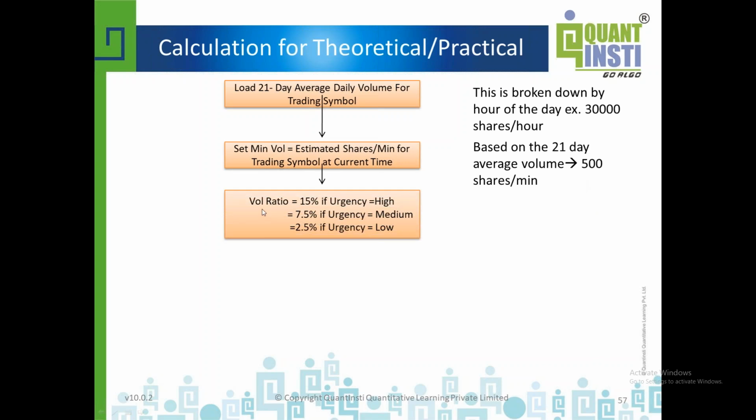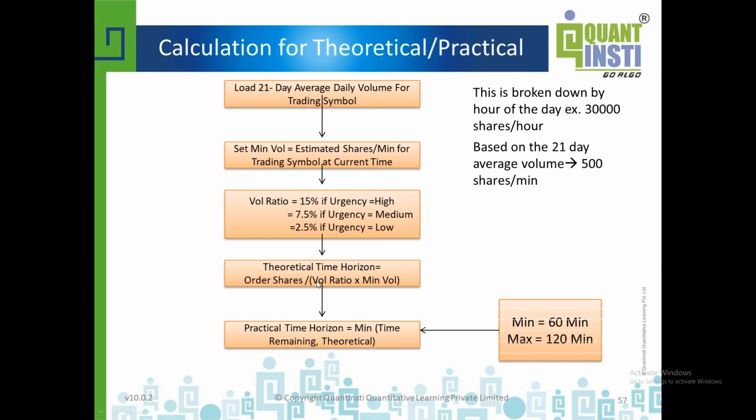And then you calculate the volume ratio. These are rough numbers that you can use: if it is very urgent, you can set your volume ratio at 15%. If the urgency is low, you can set it at 2.5% and whatnot. Once you have this minute volume and this volume ratio, you get your theoretical time horizon in which you can execute the orders. Say you were asked to trade 10,000 shares, right?